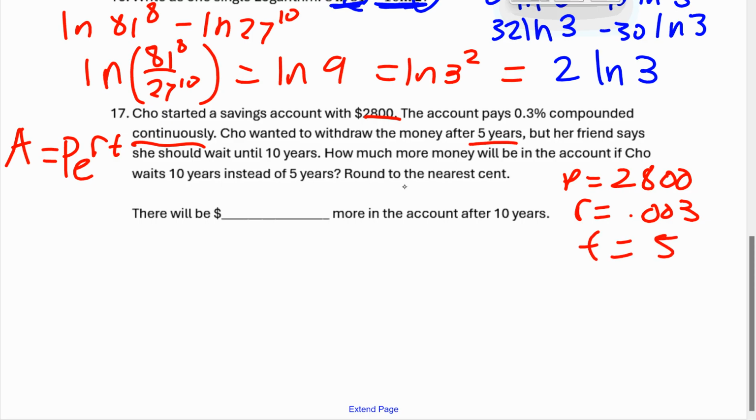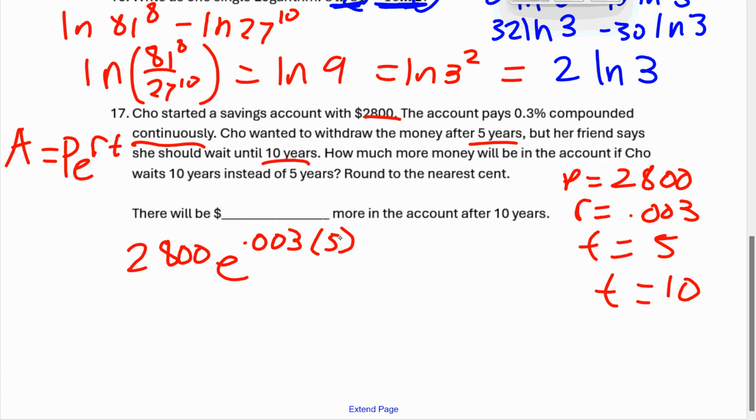And then her friend says, well, why don't you wait till 10 years? So we're actually going to use two of them, and then we're going to see how much more that makes in 10 years. So we're going to take P, which is 2800, e raised to r, which is 0.003, times 10, because that's going to be larger. And then we're going to take 2800, e raised to 0.003 times 5, and then we'll subtract these to see how much more is in this one than this one, right?